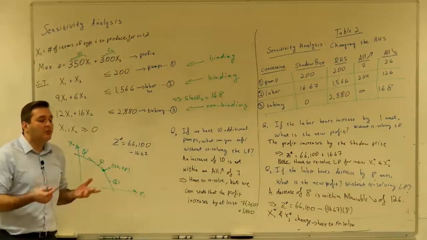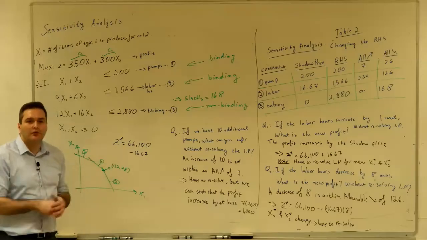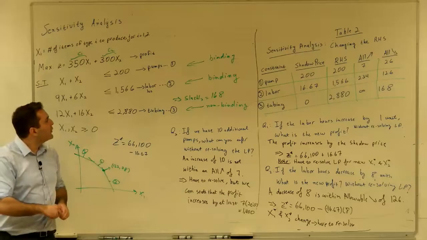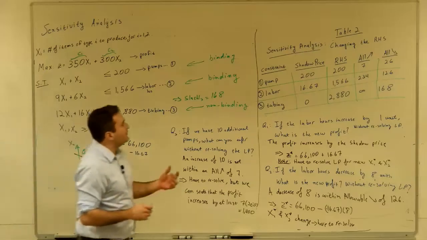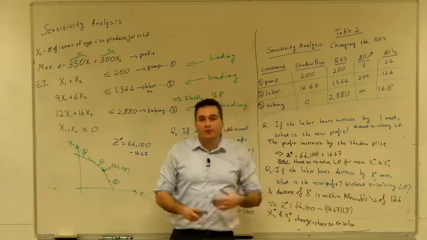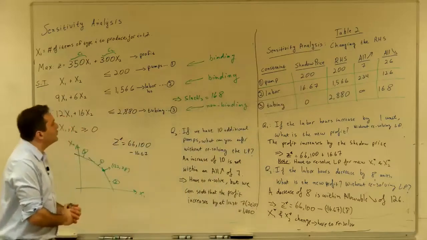So a pump at optimality is worth $200. So if someone says you can buy a pump for $50, it's less than the shadow price, so you probably should buy this pump because it will improve your profit.